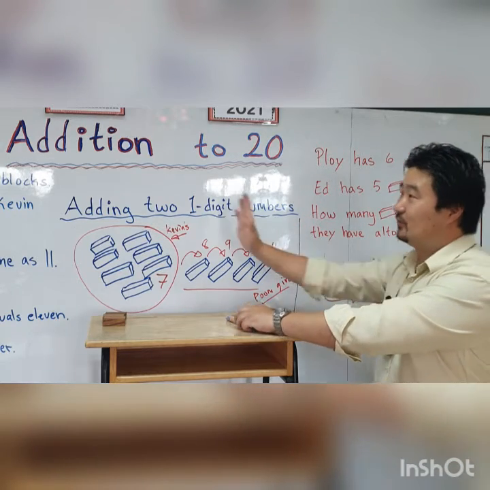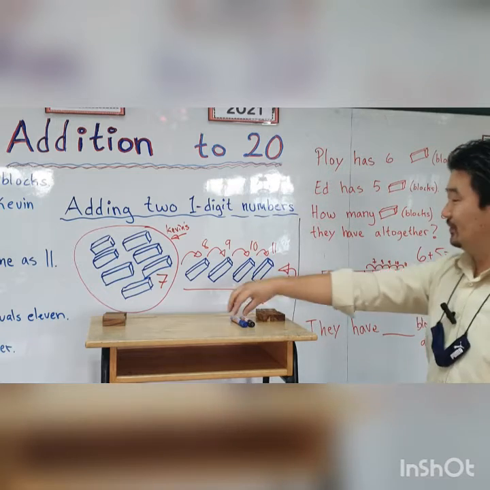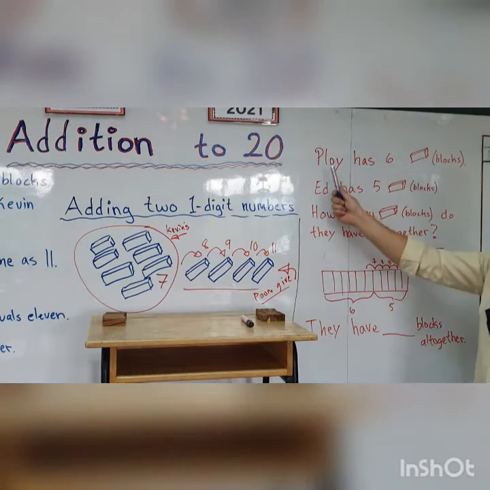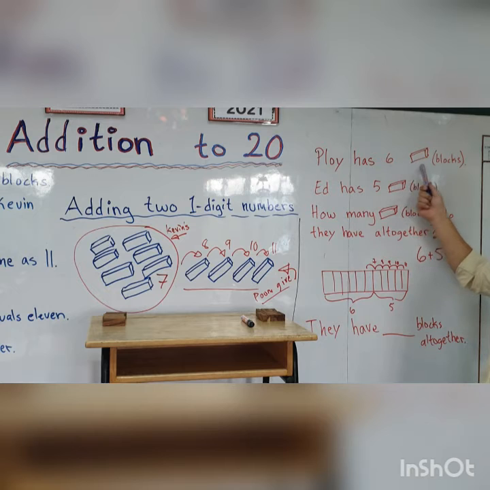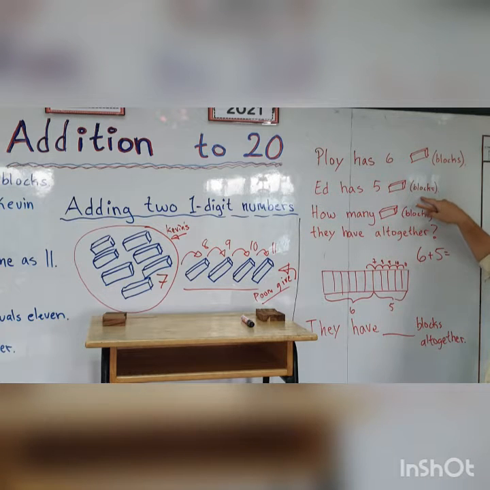This is for Kevin and Poom. Now we have Ploy and Ed. Okay, so Ploy has 6 blocks. Here I draw pictures and then they are blocks. Ed has 5 blocks. How many blocks do they have all together?